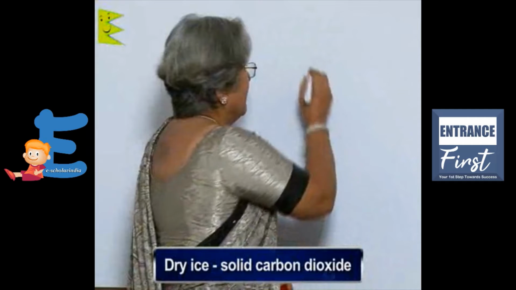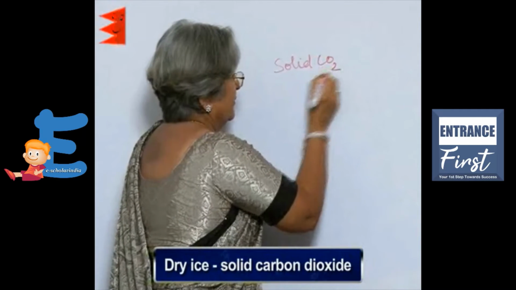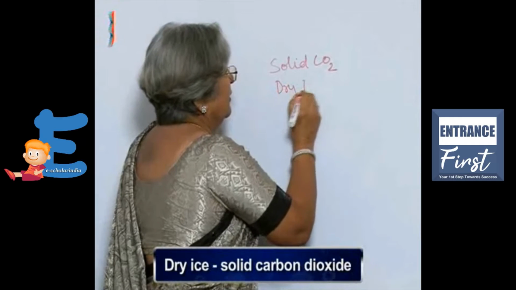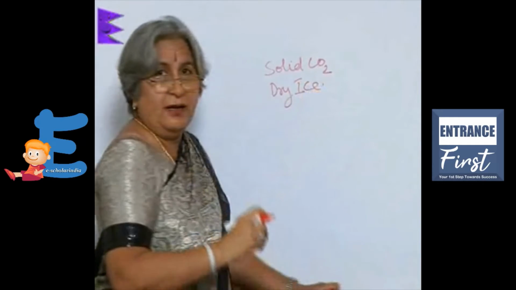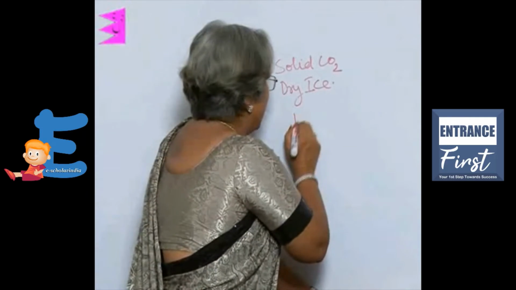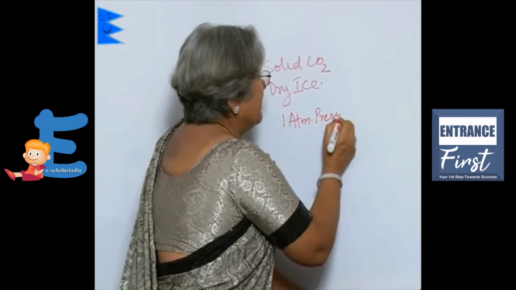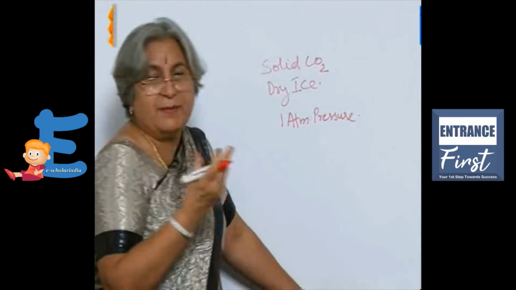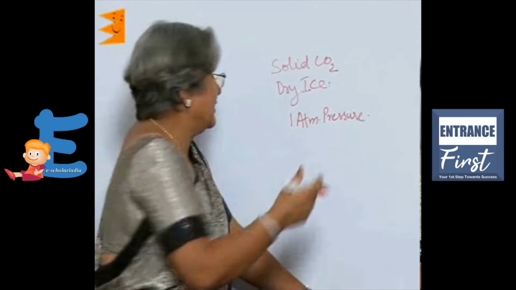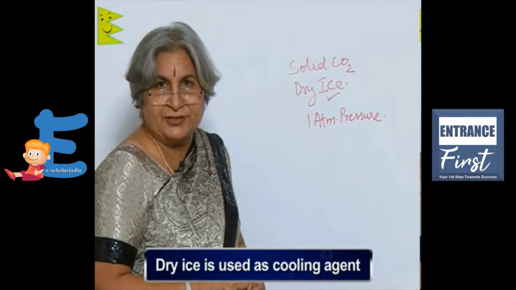Have you heard about dry ice? What is dry ice? Dry ice is nothing but solid carbon dioxide. Now when carbon dioxide is subjected to high pressure, that is 1 atmospheric pressure, and the temperature is lowered, carbon dioxide becomes solid, and that is what is dry ice. This is used as a cooling agent.